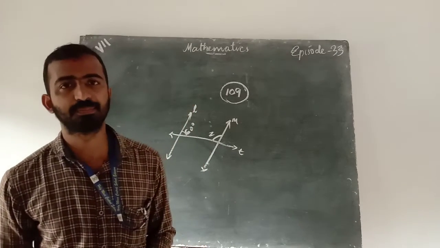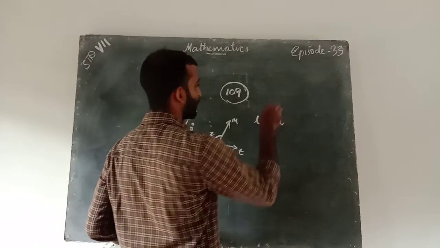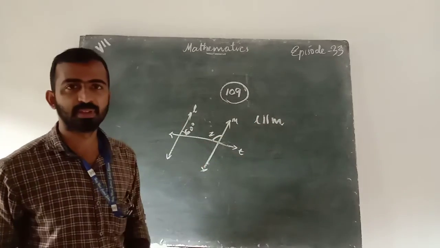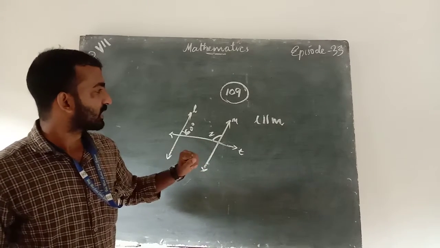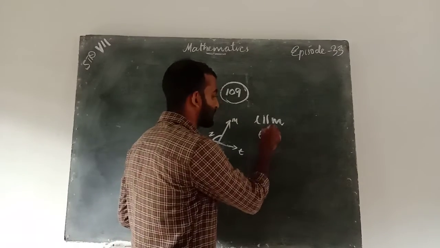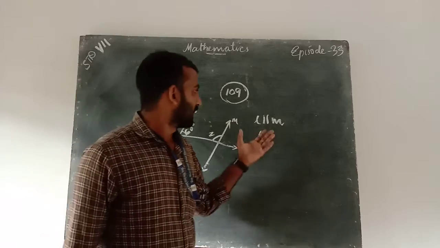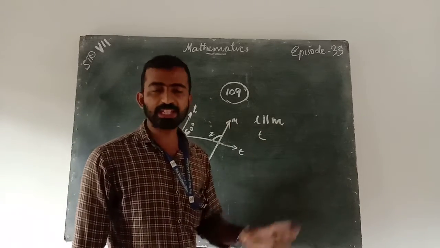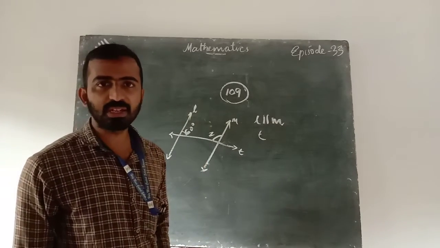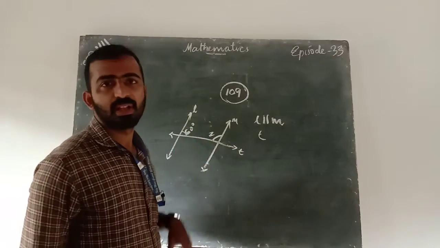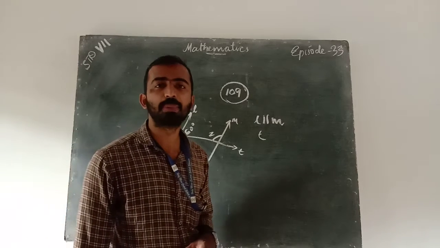What is the answer? L is parallel to M. We already discussed that L is parallel to M and T is the transversal line. This is according to the question. L is parallel to M and T is the transversal, so we know that the interior angles sum to 180, they are supplementary angles.